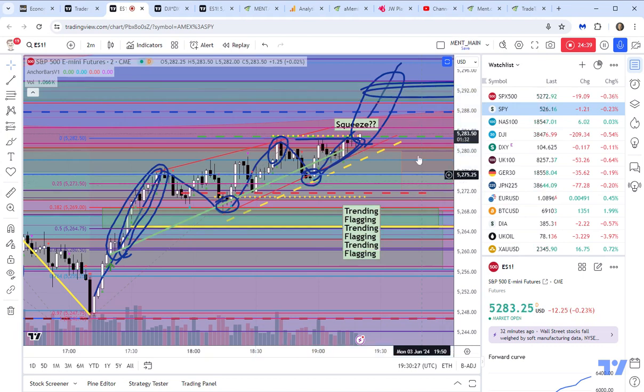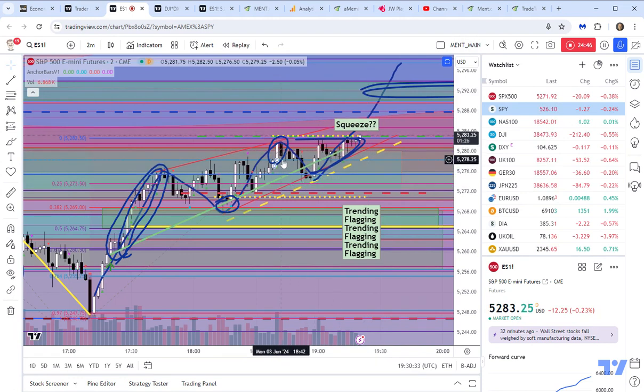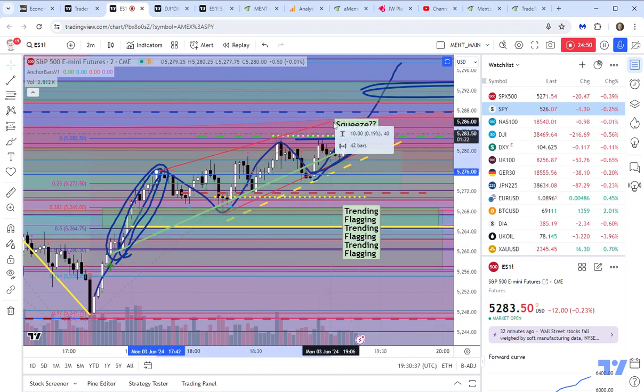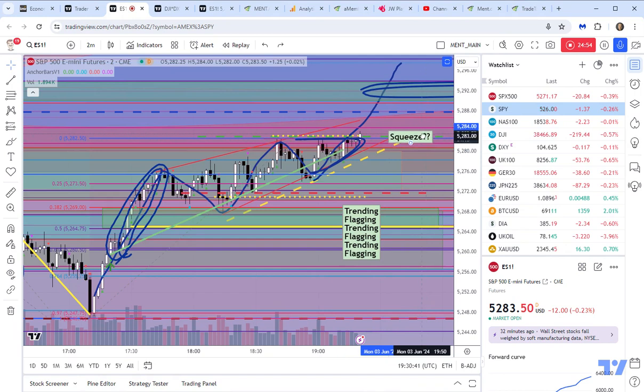So where's my flag? I don't need that. I don't need that. I don't need that. There's my flag. Get rid of that. Get rid of that. Get rid of that. Whoops. Look what's happening.